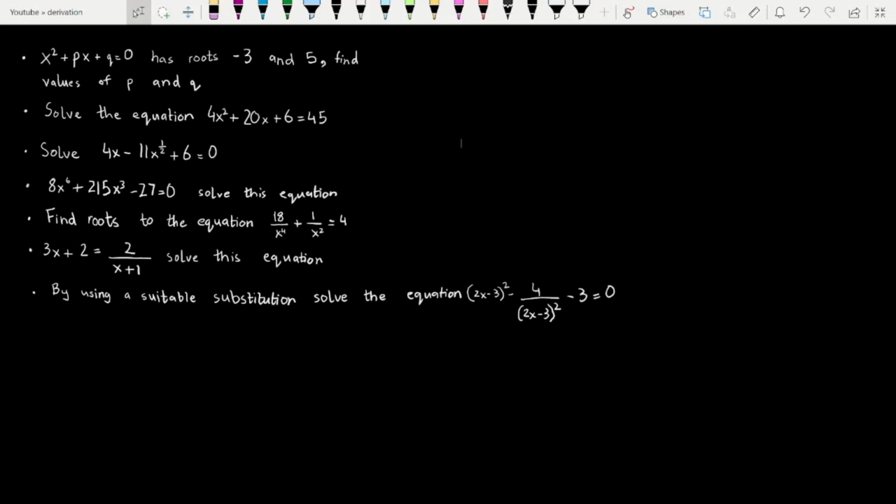So from what we've learned, we're going to apply that knowledge and try to solve these past paper questions. The first one says x squared plus px plus q is equal to 0. This is a quadratic equation, and it has the roots -3 and 5. We're supposed to find the values of p and q.